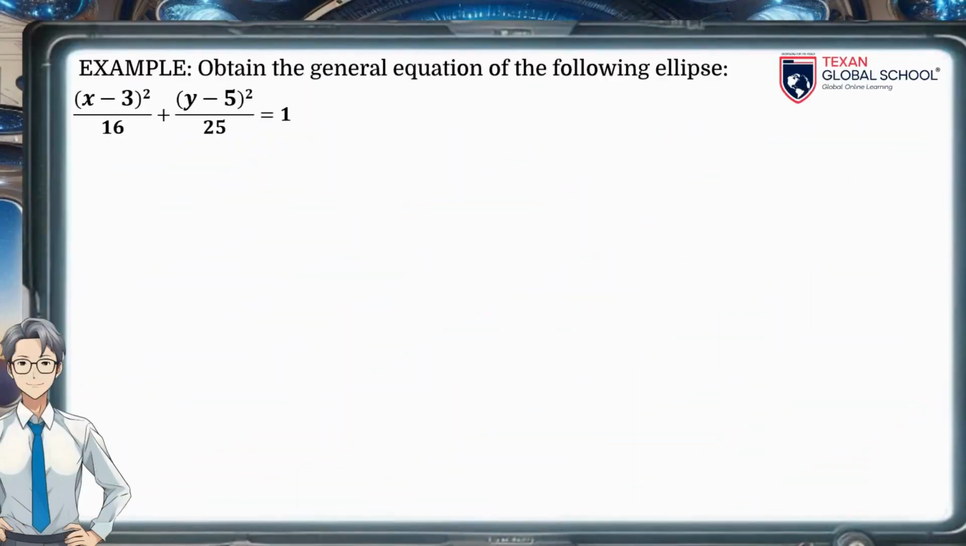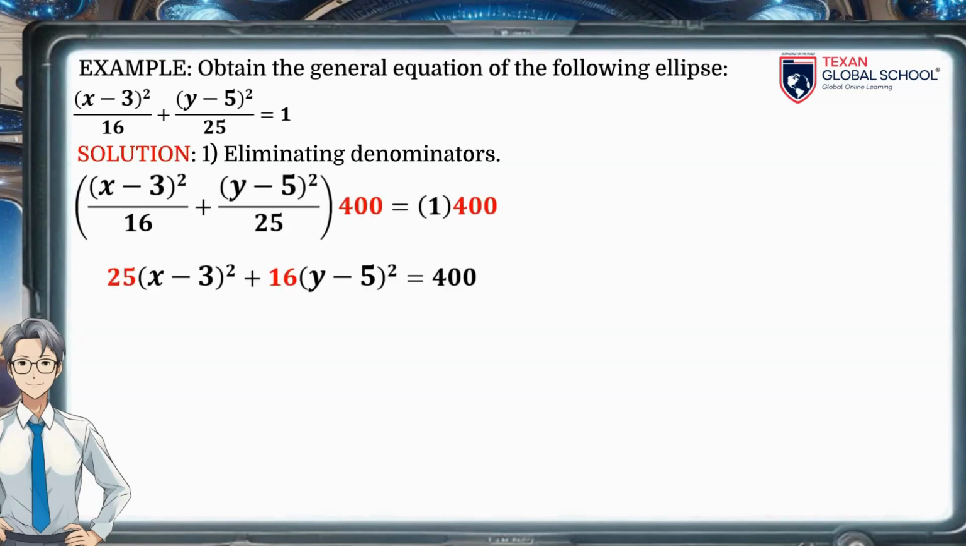We will use the previous example to obtain the general and standard form of the ellipse. First, develop algebraically by multiplying by the least common multiple of the denominators to eliminate them. In this case, multiply by 400. By multiplying each term by 400 on both sides of the equation, the denominators are eliminated.